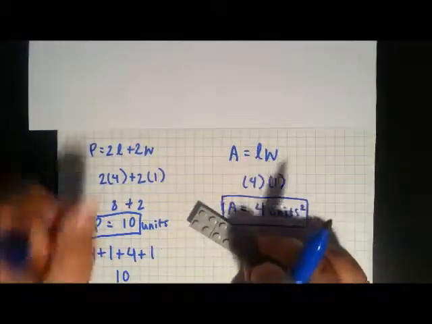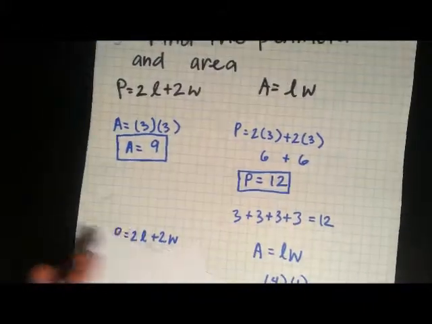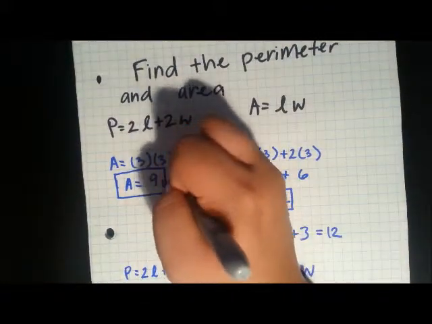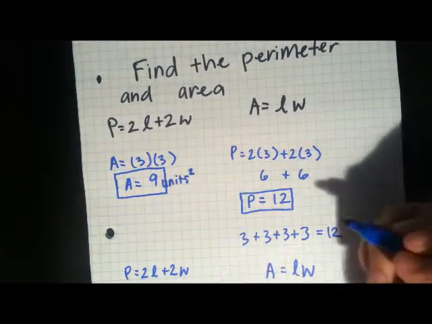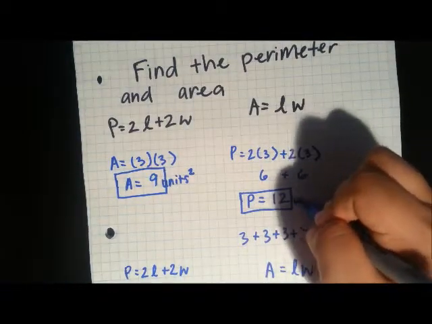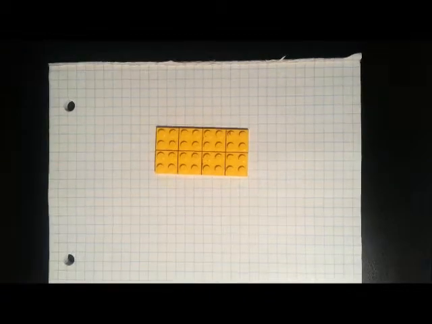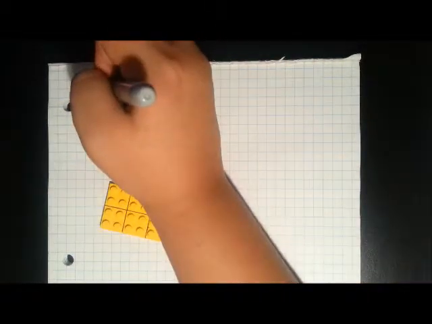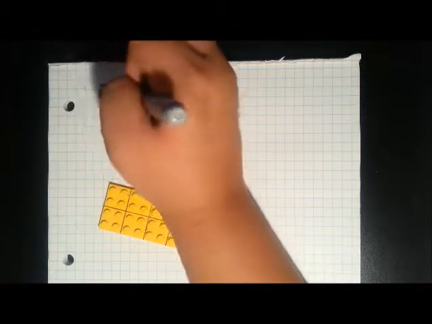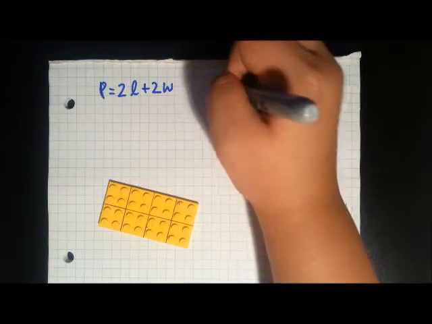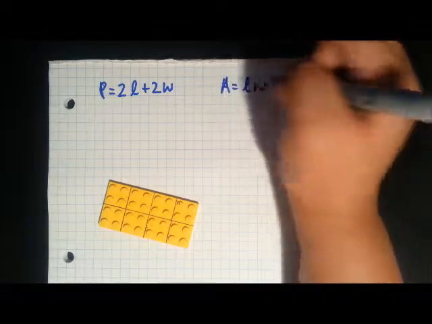Since I forgot to do this for the last one, area is equal to 9 units squared. And the perimeter is just units. And we're going to do one more with perimeter and area, and it's going to be with this shape. So, again, the formula for perimeter is 2 times the length plus 2 times the width. The formula for area is length times width.